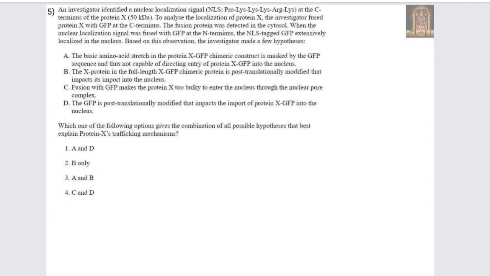See this question. An investigator has identified a nuclear localization signal, NLS. This sequence is very important to import proteins that are present in the cytosol inside the nucleus. And you can also see the sequence is full of basic amino acids. So at the C terminus of the protein X, he has identified, like, if that is the protein X, then if this is the N terminal, this is the C terminal, you will get the NLS sequence on the C terminus. So the investigator fused protein X with GFP to analyze the localization of protein X.